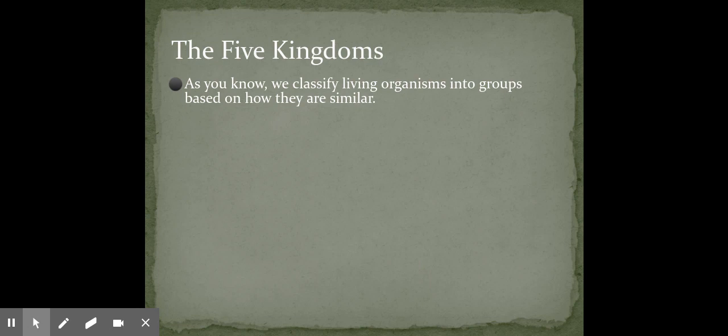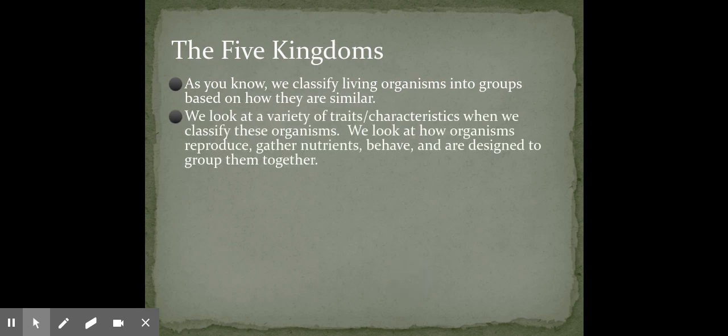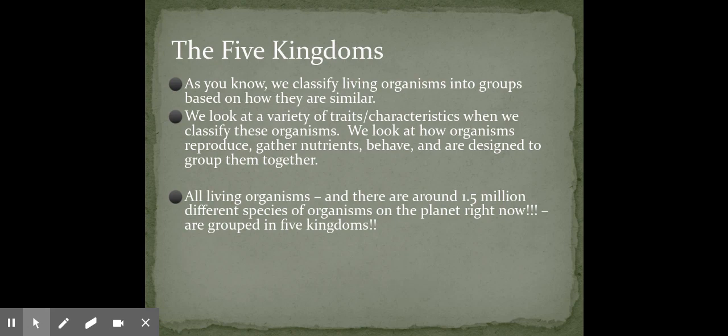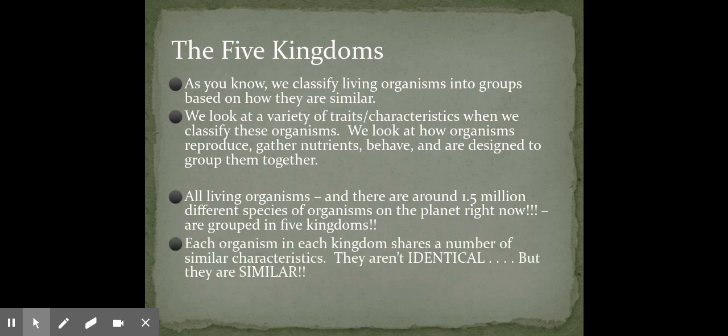You know that we classify living things into groups based on how they're similar. We look at a variety of traits, characteristics when we classify these organisms. We look at how organisms reproduce, gather nutrients, behave, and are designed to group them together. All living organisms, and there are around 1.5 million, are grouped into five kingdoms. Each organism in each kingdom shares a number of similar traits and characteristics, but they are not identical.